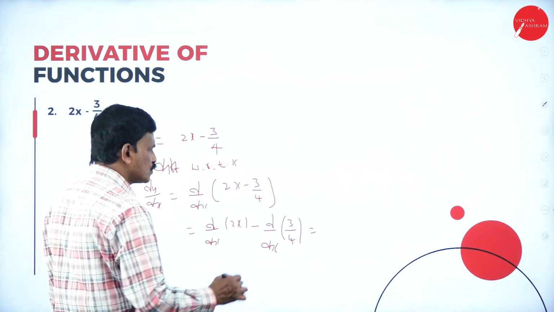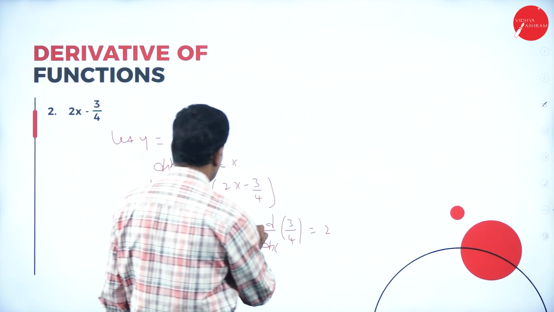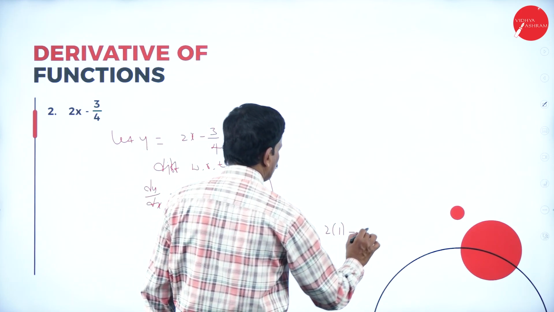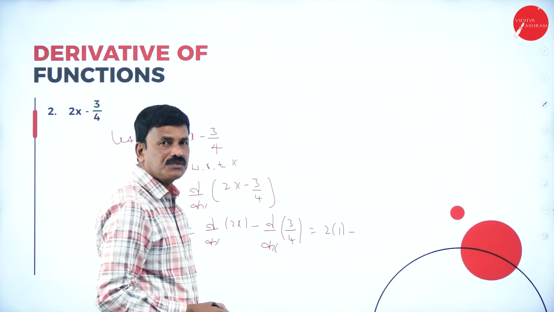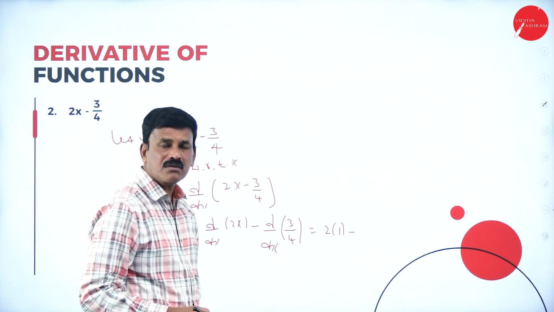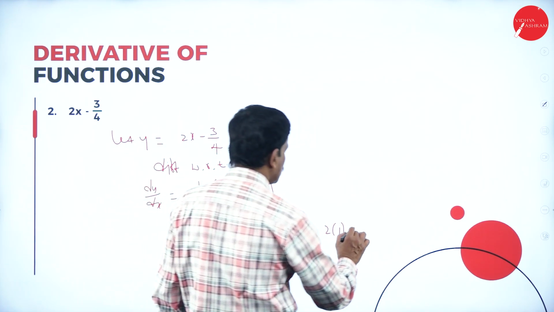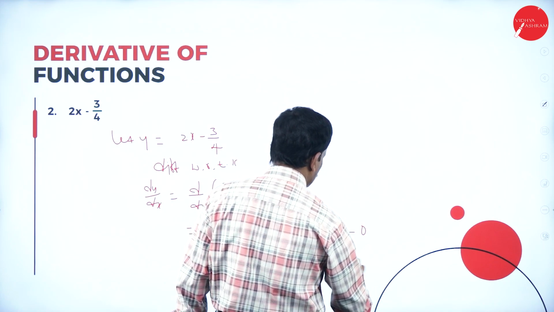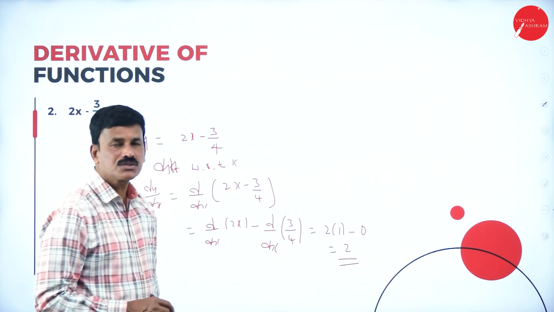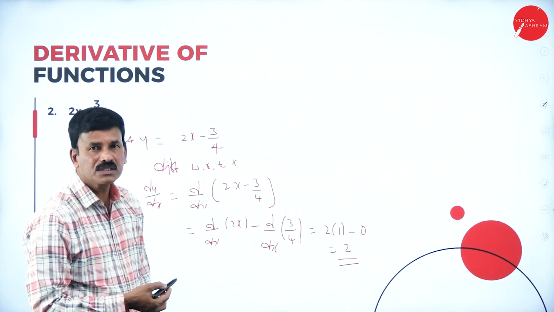So this is equal to 2 into derivative of x, which is 1, minus derivative of 3 by 4. 3 by 4 is a constant. Derivative of a constant is 0. This is 2 into 1 is 2, minus 0 is 2. So the derivative of this function is 2.